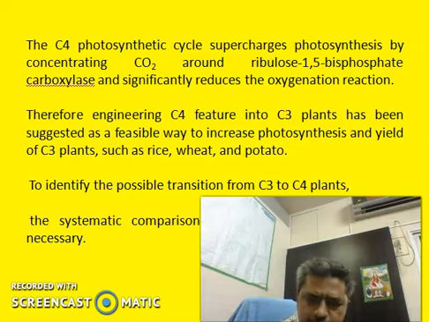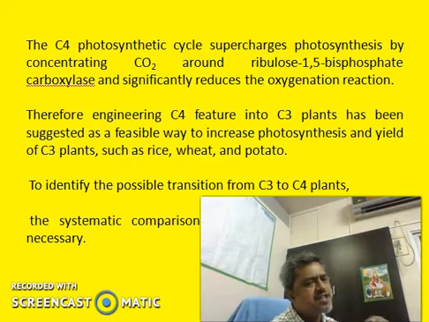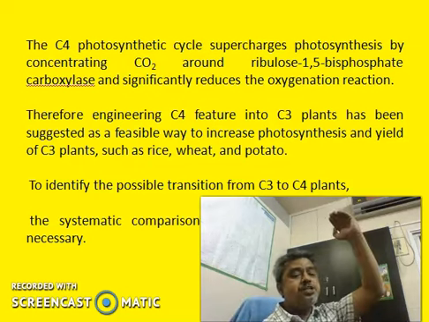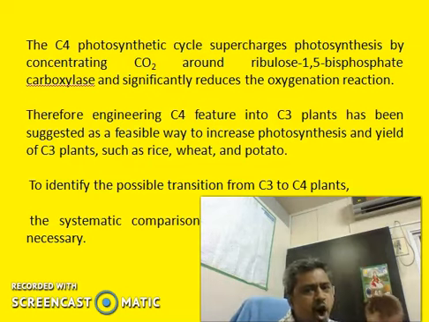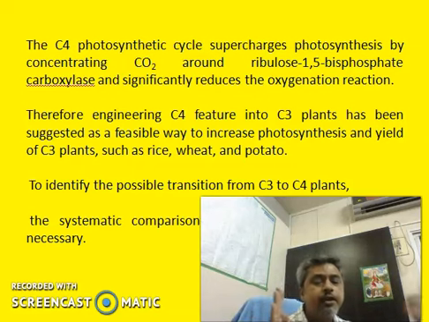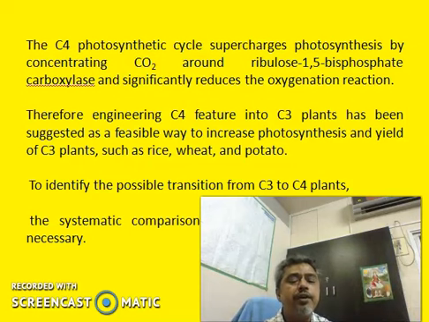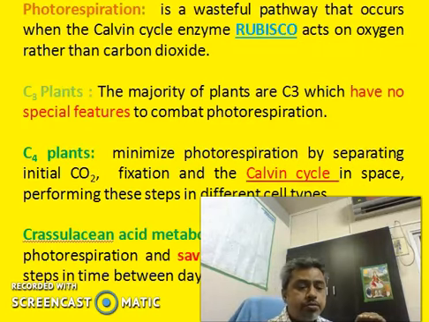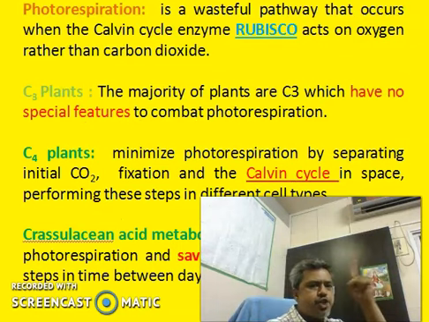Therefore, engineering C4 features into C3 has been suggested as a feasible way to increase photosynthesis and yield of C3 plants, for example rice, wheat and potato. To identify possible transitions from C3 to C4, a systematic comparison of metabolism is necessary. So I will tell you how it is formed. Now, the first reaction, photorespiration.